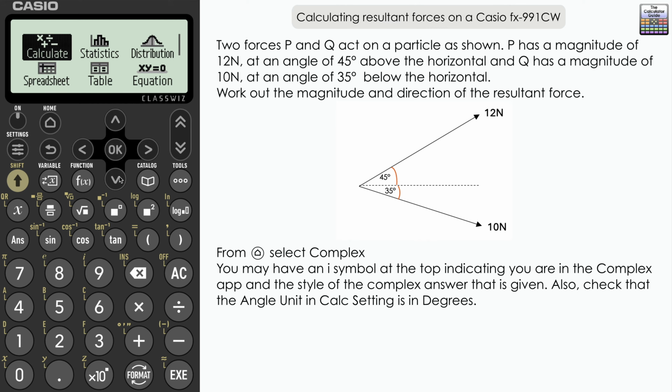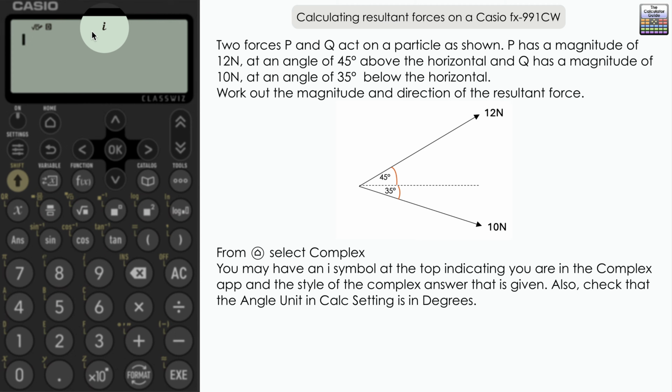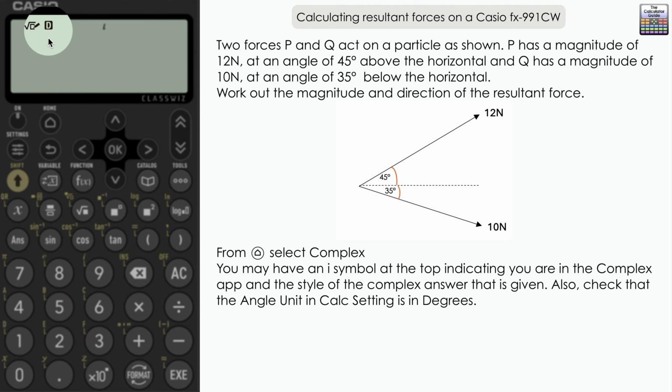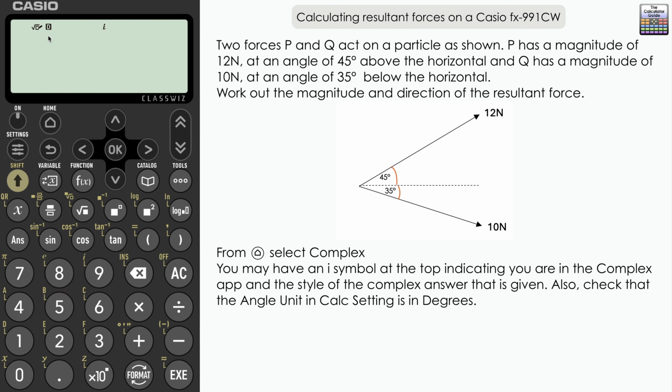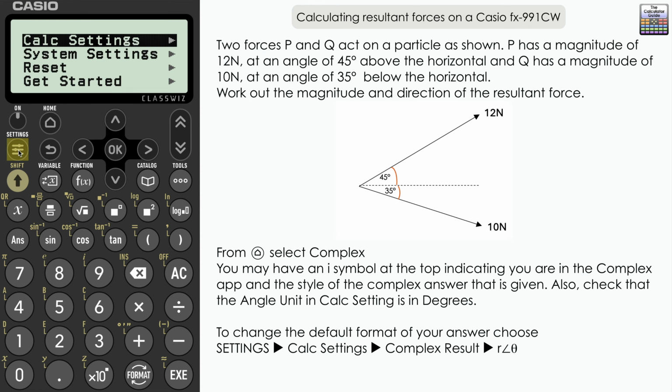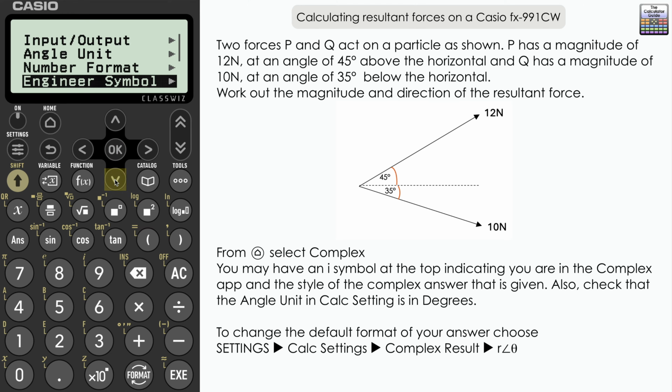So from home, we're going to navigate to complex and select that. Now you may have an I displayed here depending on your default settings, and we will need to change that, and I'm going to show you how in just a moment. Double check also that your angle unit is in degrees, as we have the angles given on the diagram in degrees. From settings, go to calc settings and then navigate down to complex result and select that.